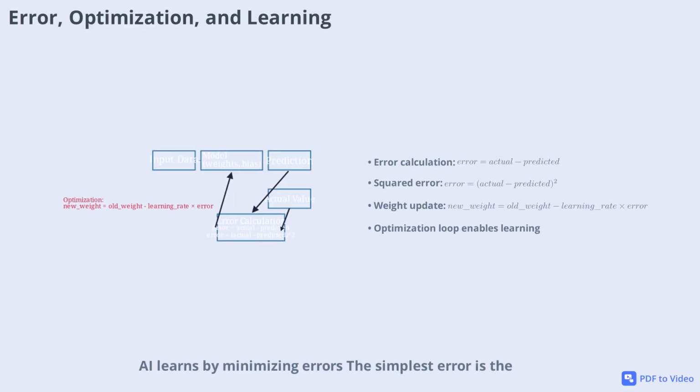AI learns by minimizing errors. The simplest error is the difference between actual and predicted values. Error = actual minus predicted. Often AI uses squared error. Error = (actual minus predicted) squared, which penalizes large mistakes and smooths optimization.